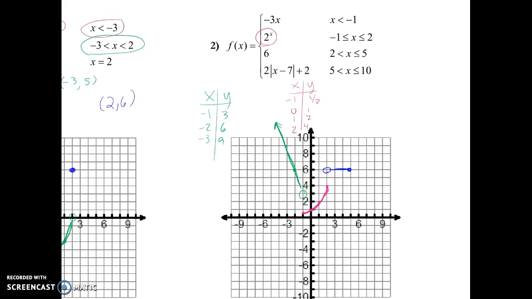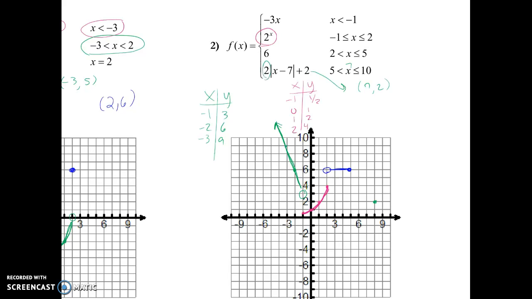And then the last piece of the graph is going to be an absolute value function. Now remember, absolute value functions look like a V. For this, I would recommend finding your vertex. So the vertex is going to be 7, 2. Since 7 is within this domain, we know that our vertex is going to be there. So we can go to 7, 2, and we can put a circle. And then this graph has a slope of 2.